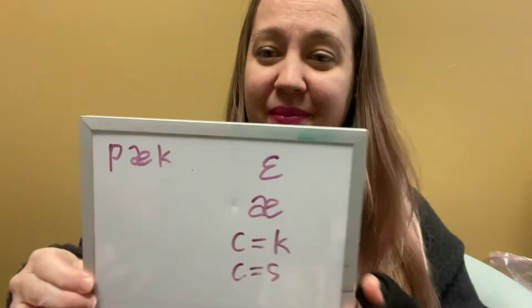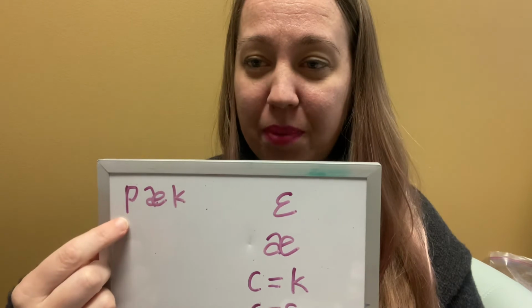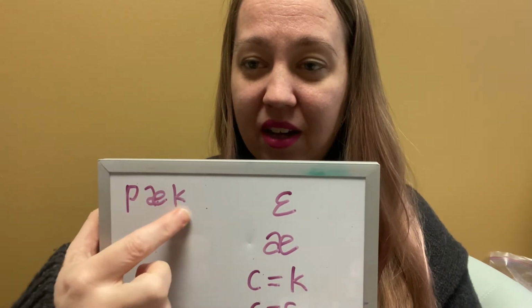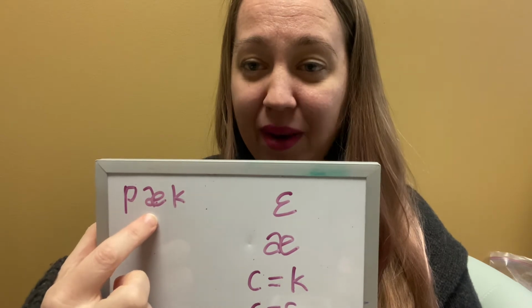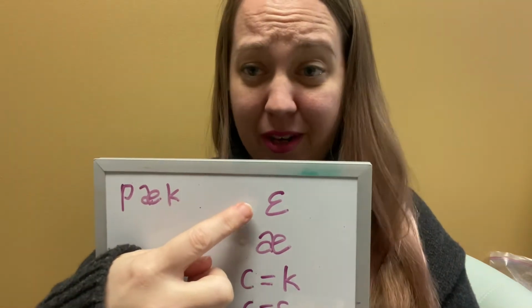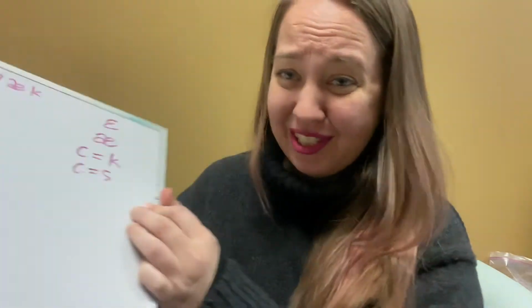Okay, next is pack. Pack. You ready? I'll give you a hint. There are not 4 sounds in it, even though there are 4 letters. Pack. 3 sounds: P, A, K. The middle sound was an ash, not an epsilon. If it had been an epsilon, it would have sounded like peck, which it was not. It's pack.